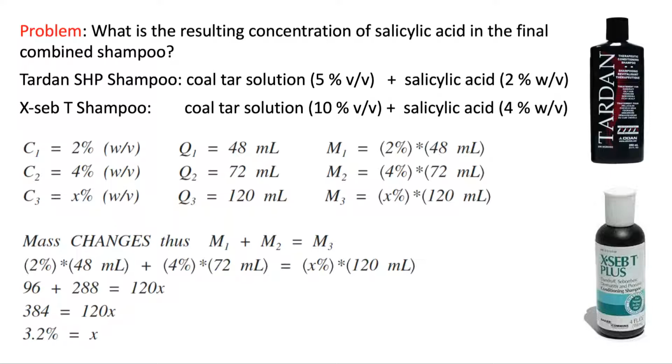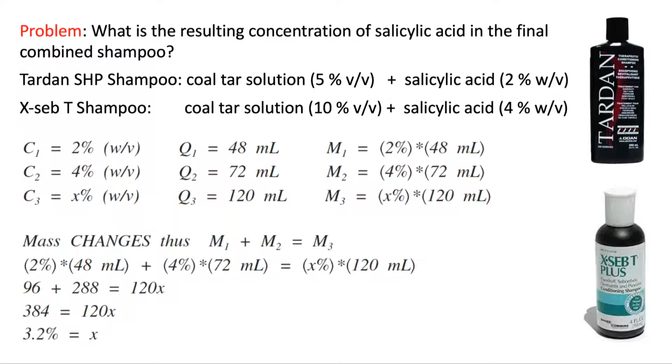Now let's do the same thing for the XZT shampoo. Its concentration in the shampoo already was 4% to begin with. The quantity of that shampoo we're using is 72 milliliters. So the mass of the salicylic acid in that shampoo would be its 4% times its 72 milliliters. Now let's set that equal to our final combined shampoo. So the concentration of salicylic acid in that final combination, we don't know, so we'll set that as X. So X is the percent weight per volume of salicylic acid in the combined shampoo. But we do know what the final quantity is going to be. We're going to have a total volume of 120 milliliters.